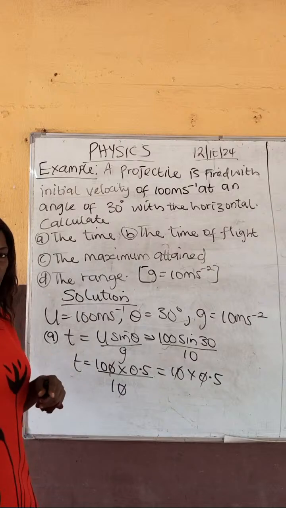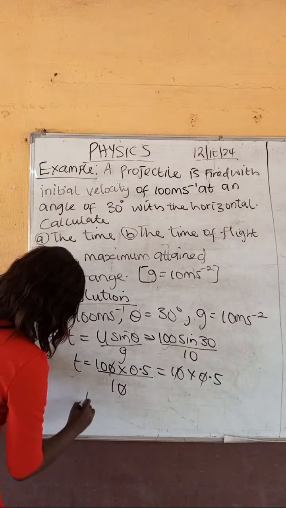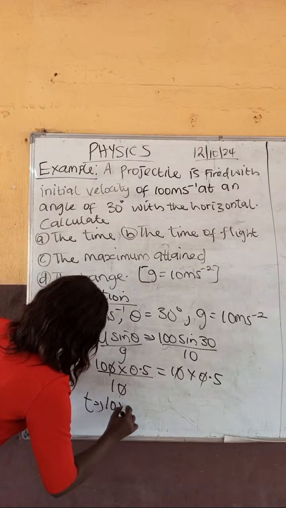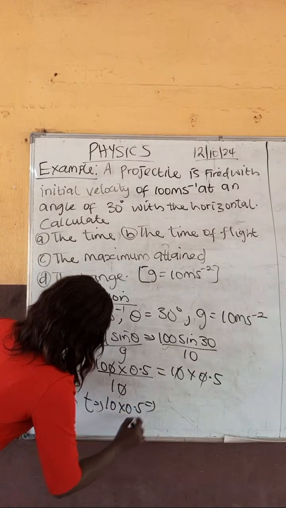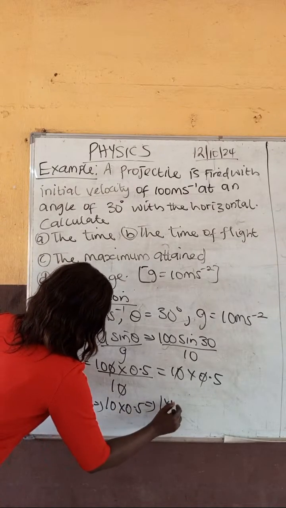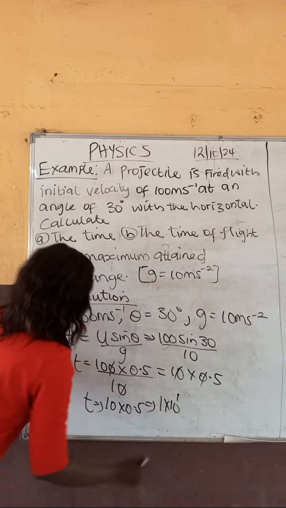If I want to explain it more, that means I have to change it to standard form. Okay? If I say 10 times 0.5, right? 10 is the same thing as 1 times 10 raised to the power of what? 1.